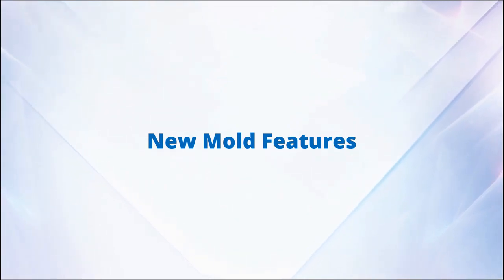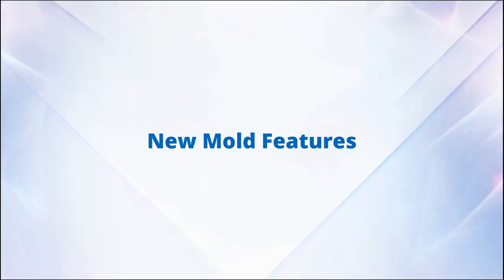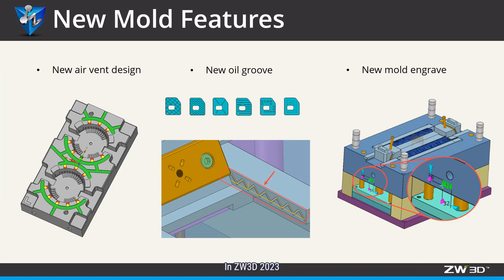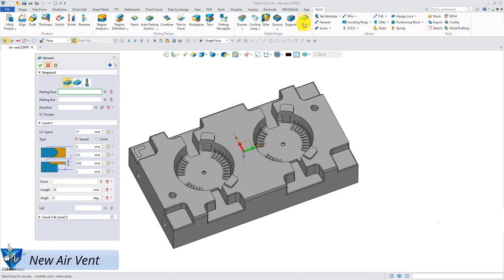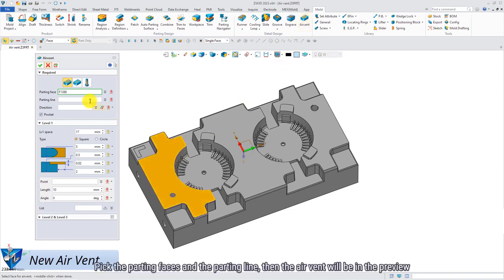New mold features. In ZW3D 2023, there are some new mold features for mold detail design, such as the Airvent, oil groove, and engrave. Firstly, the Airvent. Pick the parting faces and the parting line.